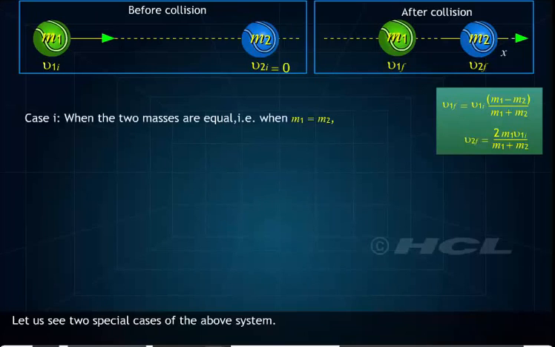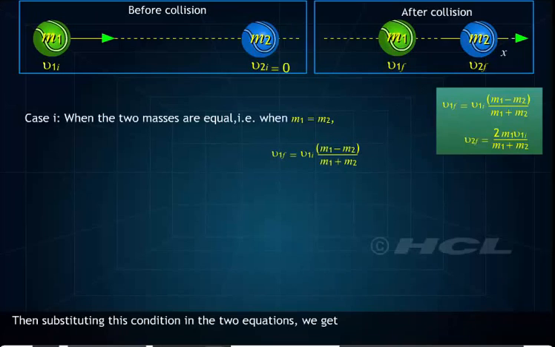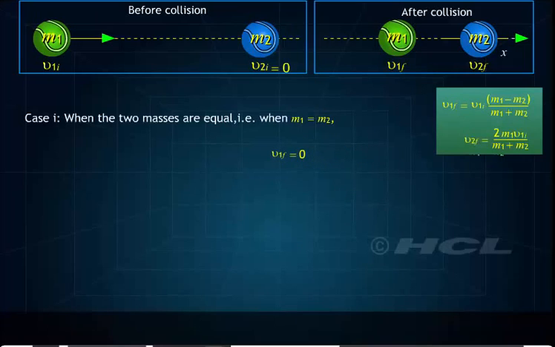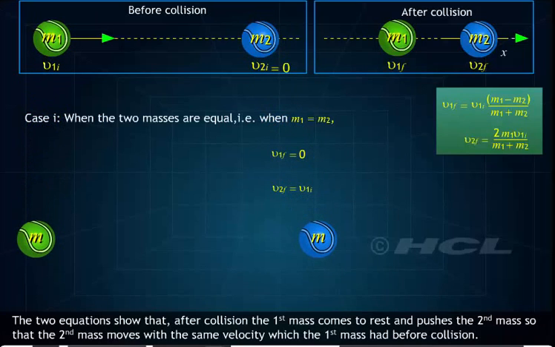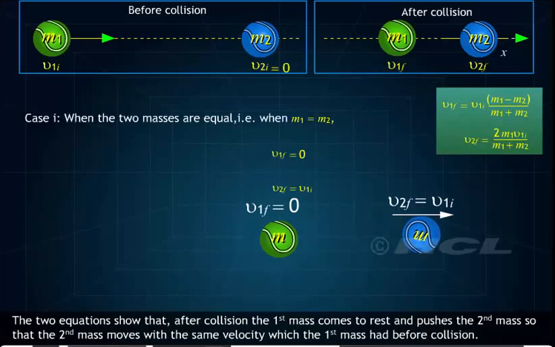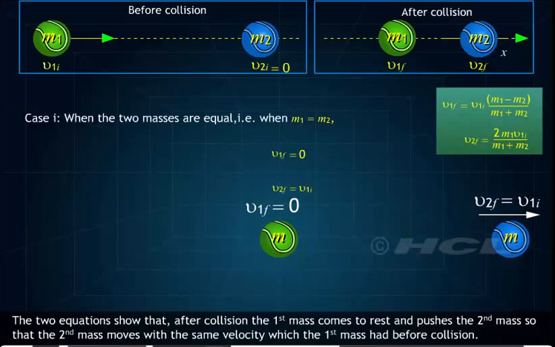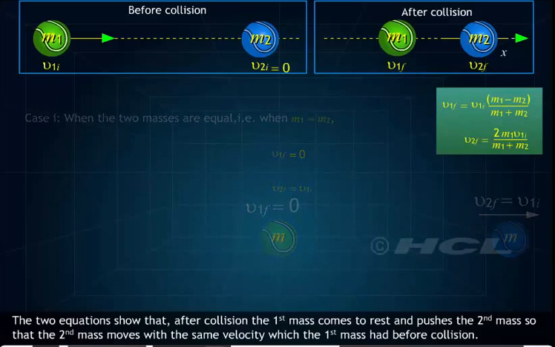Case 1. When the two masses are equal, when m1 equals m2, then substituting this condition in the two equations, we get v1f equals 0, v2f equals v1i. The two equations show that the first mass comes to rest and pushes the second mass so that the second mass moves with the same velocity which the first mass had before collision.